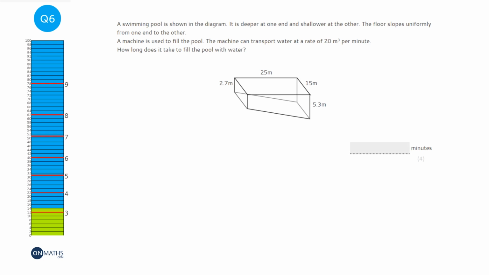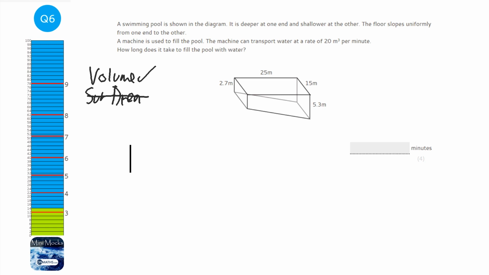Whenever we see a 3D shape in a question, you've got to ask yourself, is the question asking for a volume or a surface area? And that should be the first question that goes into your mind. Yes, it might be asking for something else, but those are the main two. We're looking at this, we're filling the swimming pool with water, so it's going to be a volume question. Now, way of approaching this is figure out what the shape is. Well, the shape is a trapezium-based prism. So we've got to first of all work out what the area of the trapezium is. So I'm going to draw the trapezium out first.